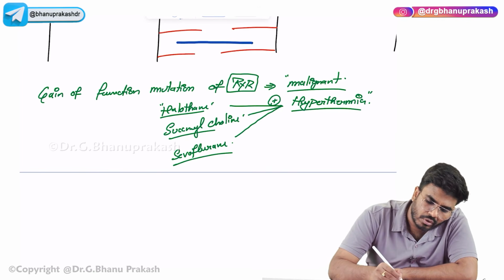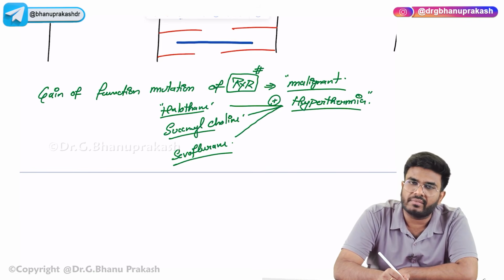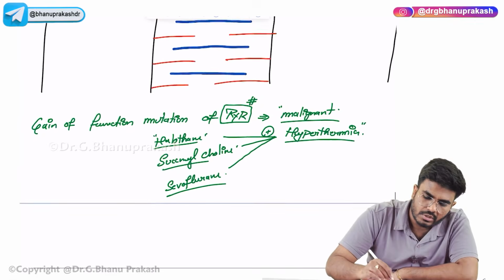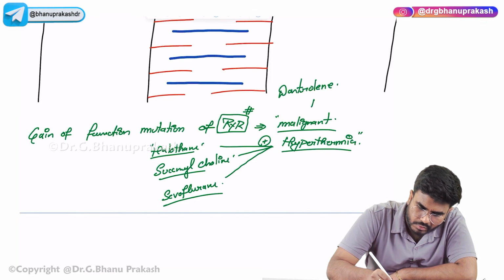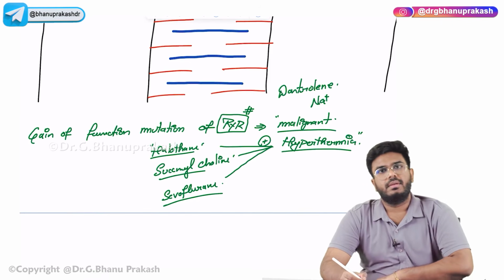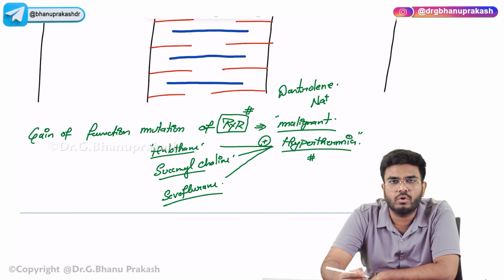So in this condition, what do you have to do? In malignant hyperthermia, you have to block this RYR channel. You have to close these RYR channels. So what is the RYR channel blocker? That is dantrolene sodium.